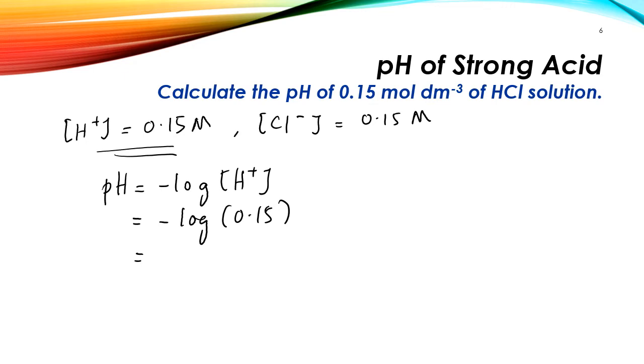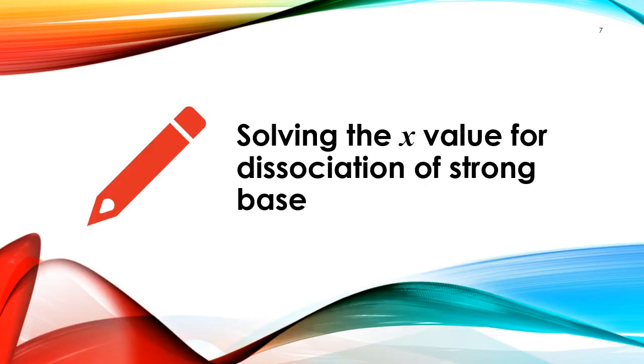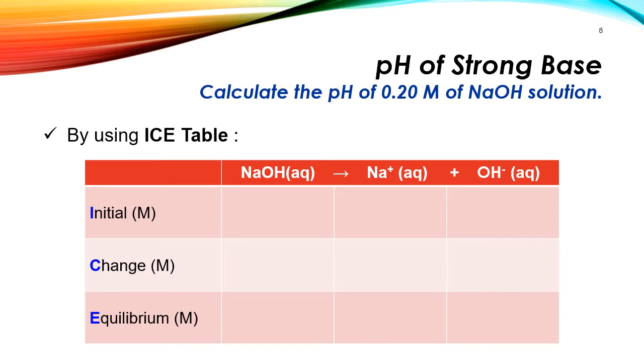Therefore, we obtain the pH that equals 0.82. So that is the pH for the strong acid HCl at 0.15 molar. Now, let's take a look at another example for a strong base. The question is, calculate the pH of 0.20 molar NaOH solution.